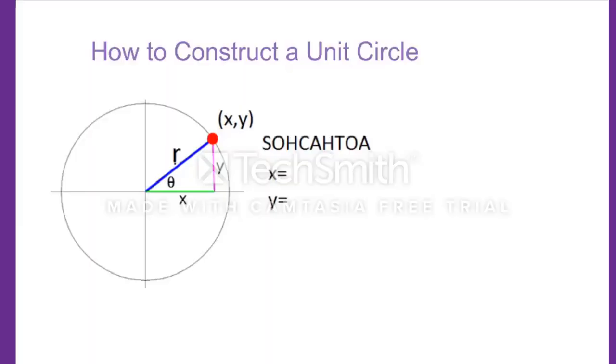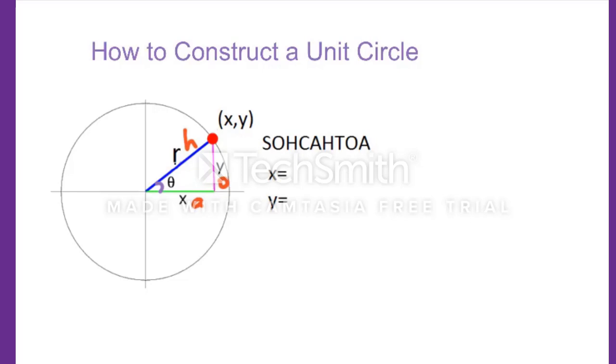This video is about how to construct a unit circle. First of all, let's look at a circle. What's the coordinate for x and y? We have this right triangle. For angle theta, we know the opposite side will be y, and the adjacent side will be x. The hypotenuse will be this arm.